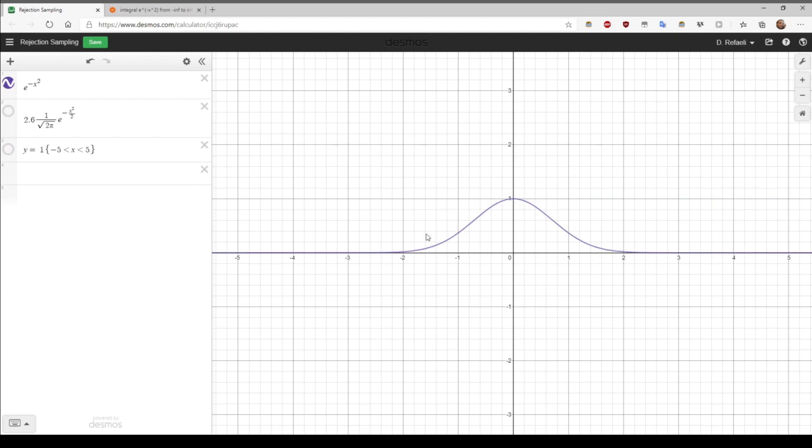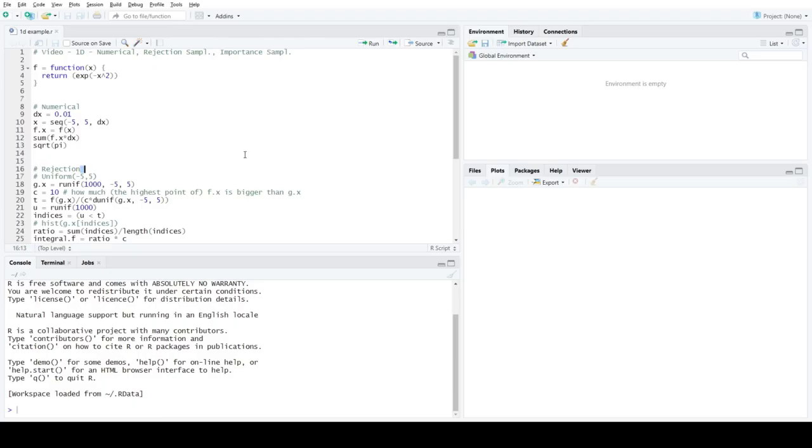Okay, and here I want to show you graphically again. This is the function that we are looking for, e to the power of minus x squared, and we are looking for the integral of this function. And here is the distribution, the uniform distribution between minus 5 and 5 times 10. So we can see this is over here. This is how it looks like. And this is the standard normal distribution times some constant, times 2.6, in order for it to bound the function that we are looking for its integral.